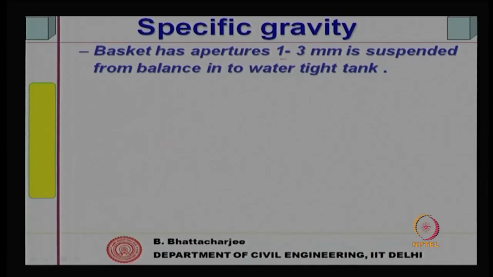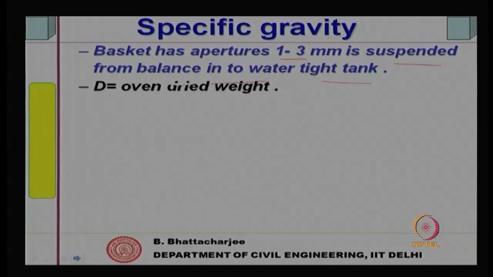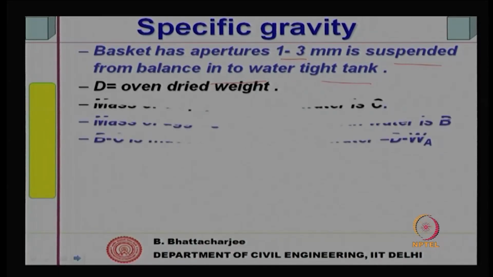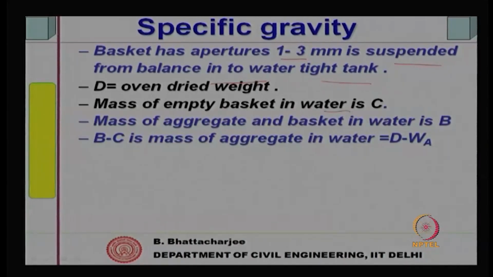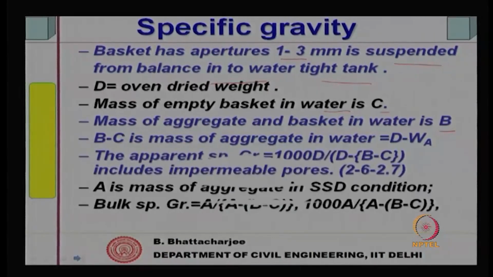The basket has apertures of 1 to 3 millimeter, and is suspended from a balance into a watertight tank, and let us say D is the oven dried weight. Mass of empty basket in water is C, mass of aggregate and basket in water is B. So, B minus C is the mass of aggregate in water, and that is the loss in weight. So, apparent specific gravity will be 1000 D divided by D minus (B minus C), because if everything is in kg, then you have to multiply it by 1000 in order to get the specific gravity.